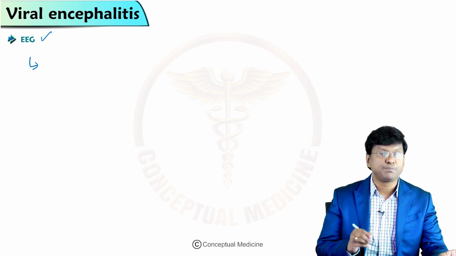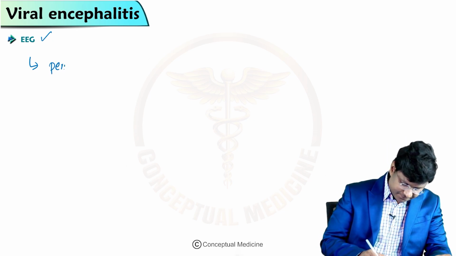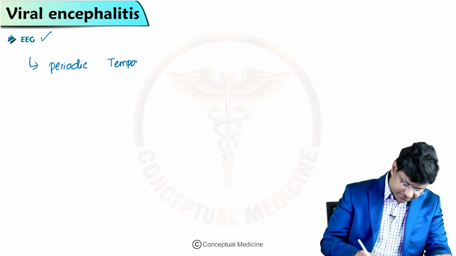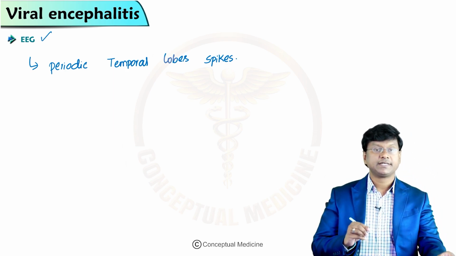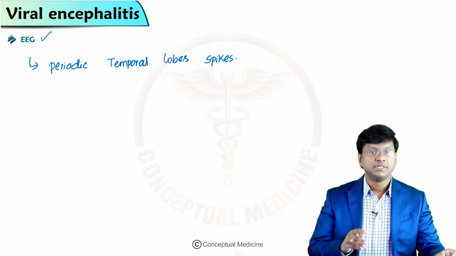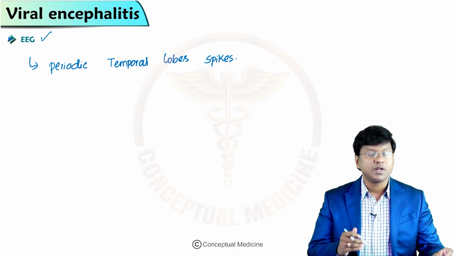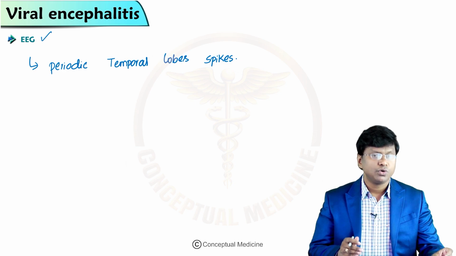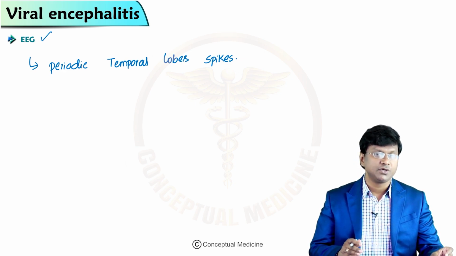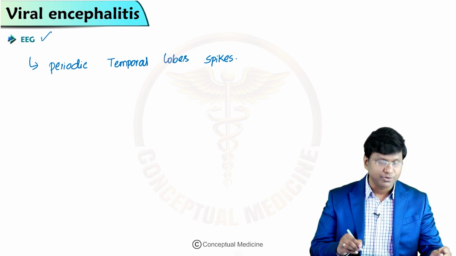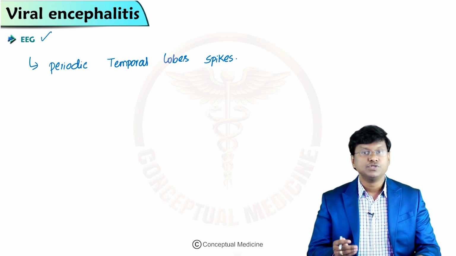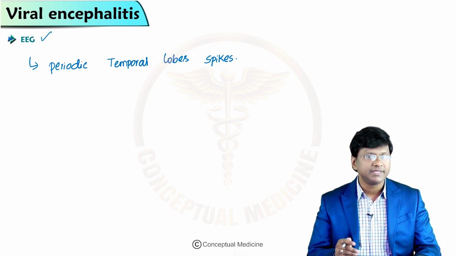temporal lobe spikes. These periodic temporal lobe spikes are seen on a background of slow or low amplitude activity on the EEG. So that is about the EEG picture.